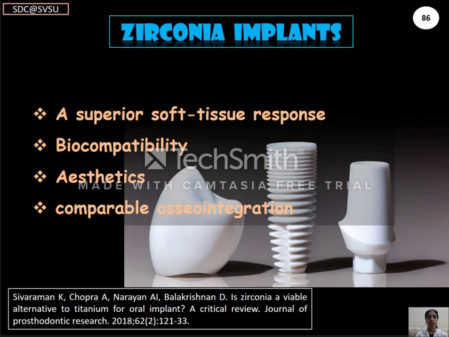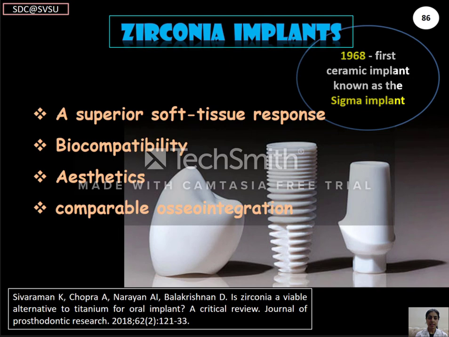Zirconia implants have proved to be a promising alternative to titanium with a superior soft tissue response, increased biocompatibility, aesthetics, and comparable osteointegration. In 1968, the first ceramic implant was introduced, which was named as the Sigma implant.